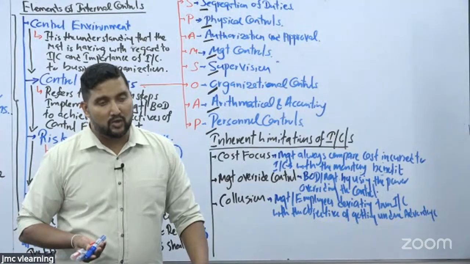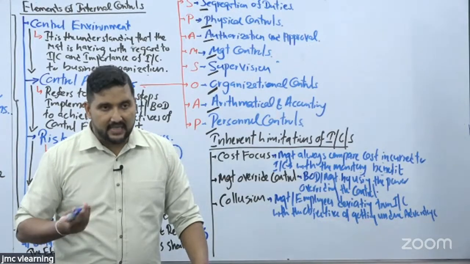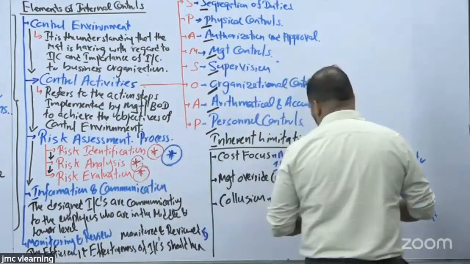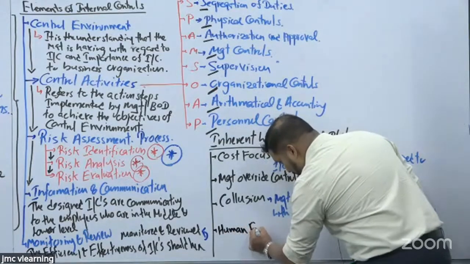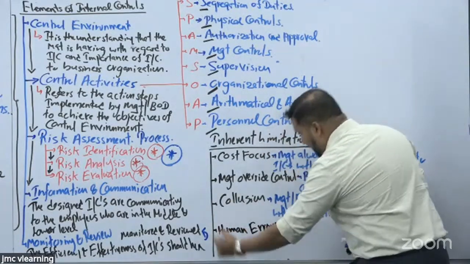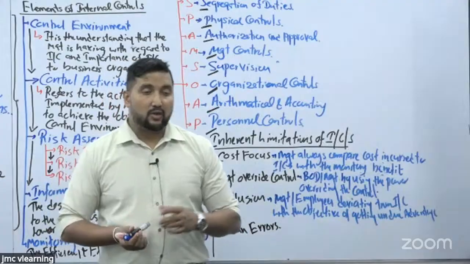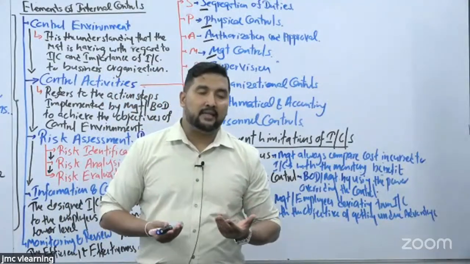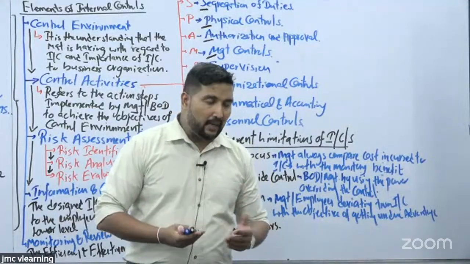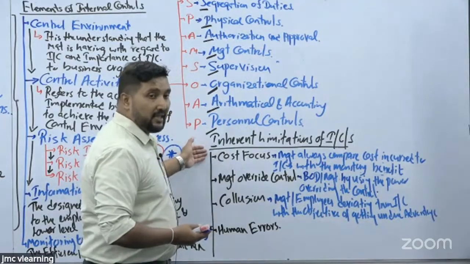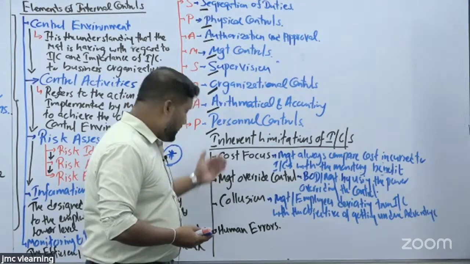But who is going to implement those controls? Basically the employees. People can do what? Mistakes, which are not purposefully done. Okay, so even at the time of implementing the internal control, mistakes can take place from the employees, which is again part and parcel of what? Inherent limitation. Okay, cost focus, management overriding the control, collusion, and human errors.